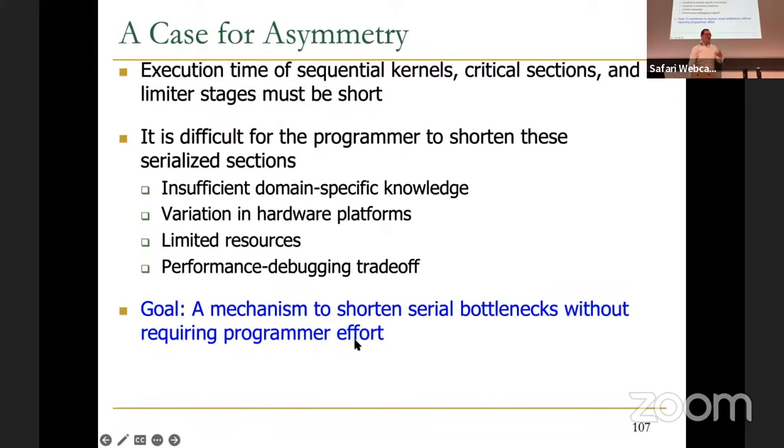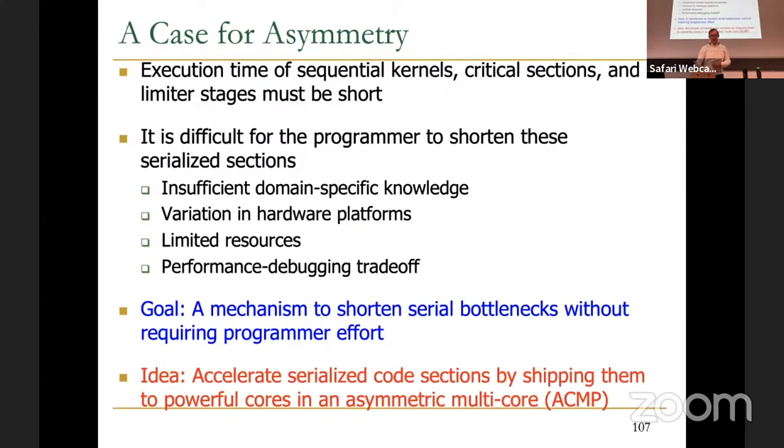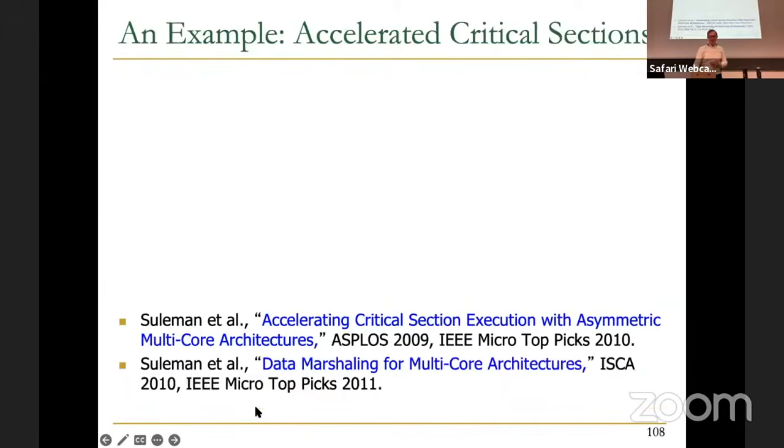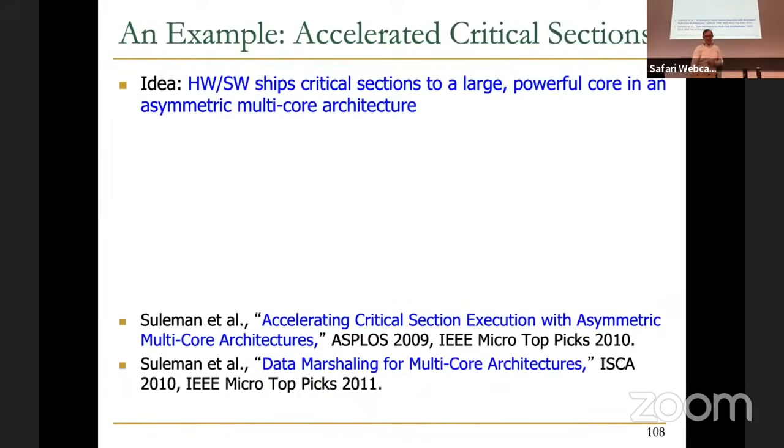This is true for processing in memory, right? One of the issues we discussed with processing in memory is the programming effort, right? Ideally, you would like to minimize the programming effort. Okay, so the idea in this work is to extract serialized code sections by shipping them to powerful cores in an asymmetric multi-core processor. Okay, let's take a look at what this idea looks like.